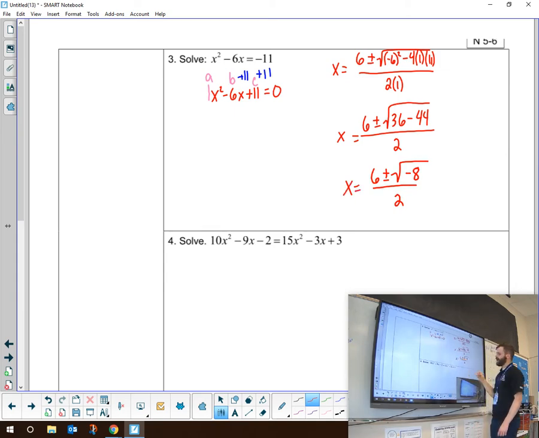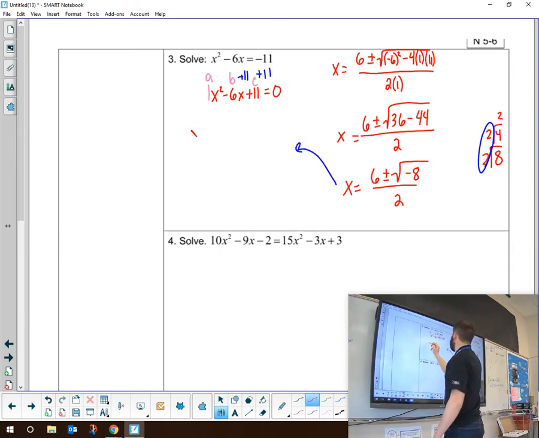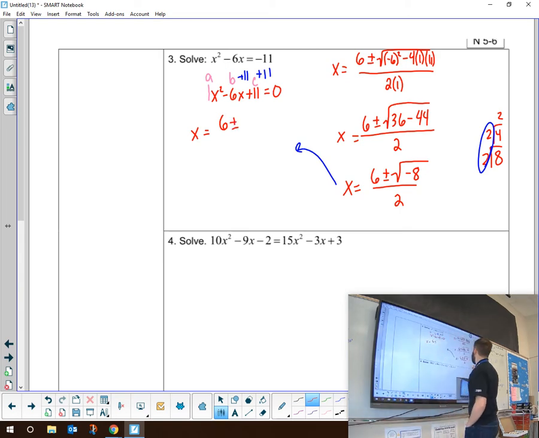All right, now we take 8 and we're going to cake it. So 8 caked. We have a pair of 2's in common, so we're going to pull out a 2. Let's rewrite it over here. So let's go x equals 6 plus or minus. We're bringing a 2 to the outside, a 2 stays inside, but I also need to bring out an i because of that negative. So it's going to be 6 plus or minus 2i square roots of 2, all over 2.